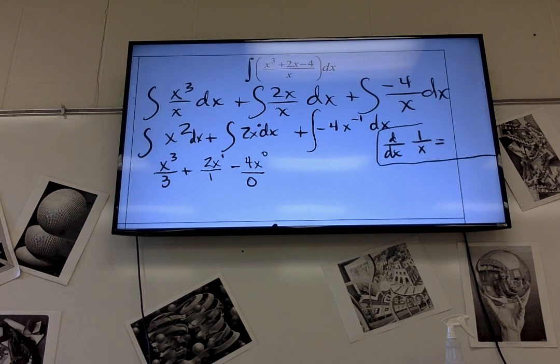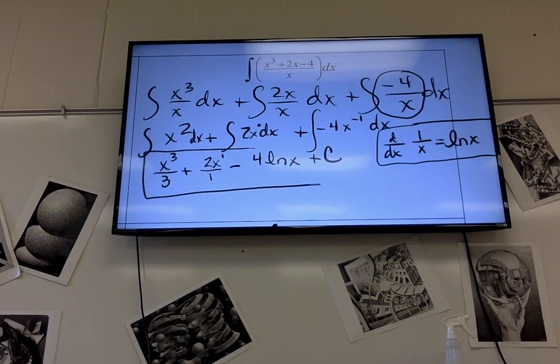Yes, it's the natural log of x. So for a problem like this, when it's x to the negative 1, or 1 over x, it's the natural log. So it's minus 4 times the natural log of x, plus C. This is a great equation.